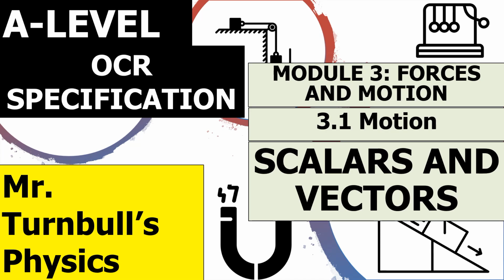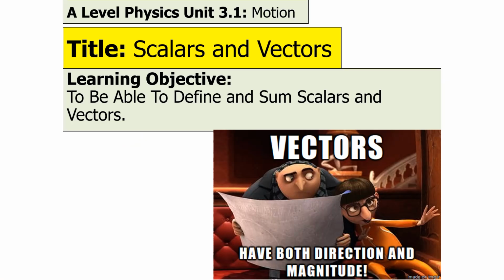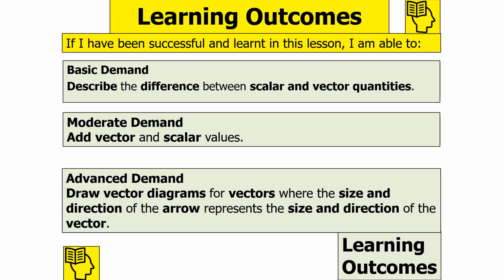So in today's lesson we're going to be looking at scalars and vectors and look at how to define and sum scalars and vectors. So if we've been successful and we've learned in today's lesson, we should be able to describe the differences between scalar and vector quantities, add vector and scalar quantities, and then finally draw vector diagrams for vectors where the size and the direction of the arrow represents the size and the direction of the vector.